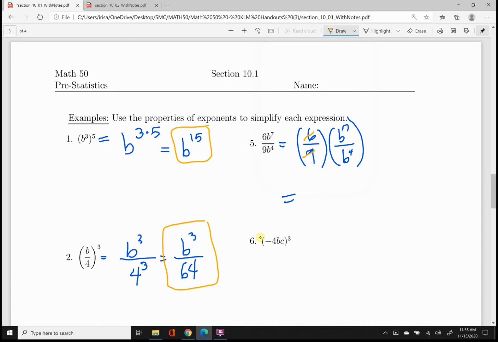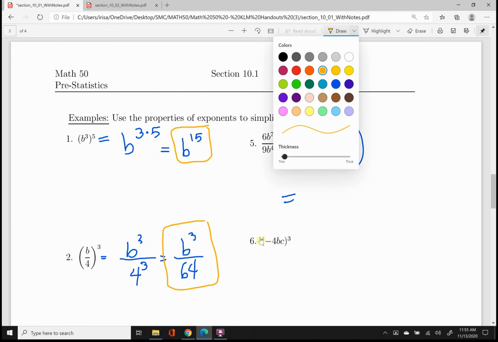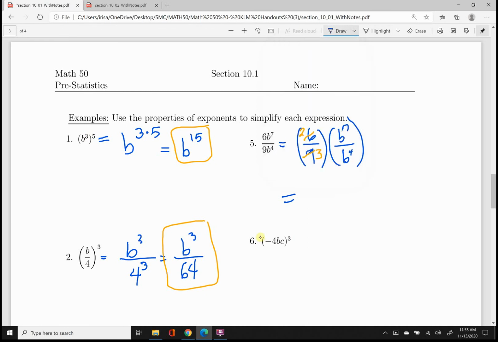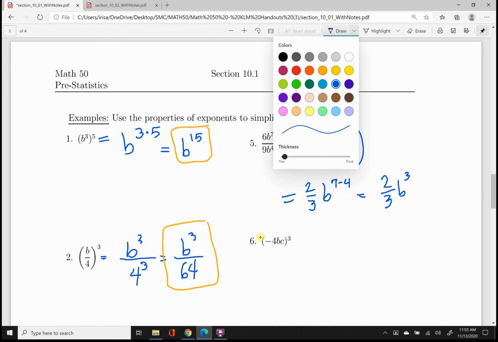They have a common factor of 3, leftover factor here being 2, 3 over here, and then here we will reduce this by using the quotient rule. So that'll now be 2/3 times b to the 7 minus 4 power. That's what the quotient rule dictates. And so your final answer will be 2/3 b to the 3rd power, because 7 minus 4 is 3.